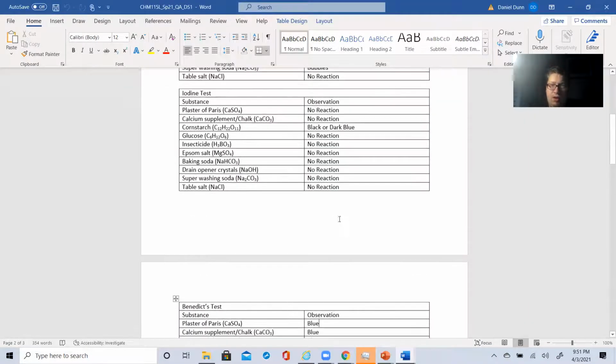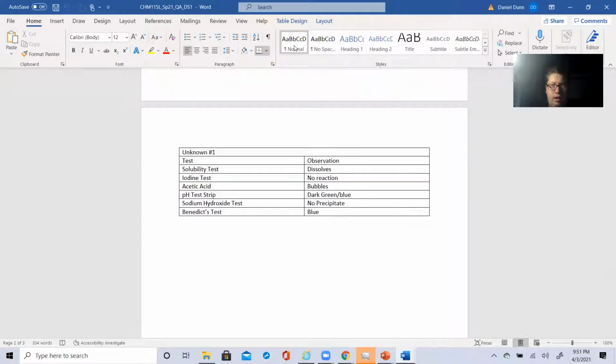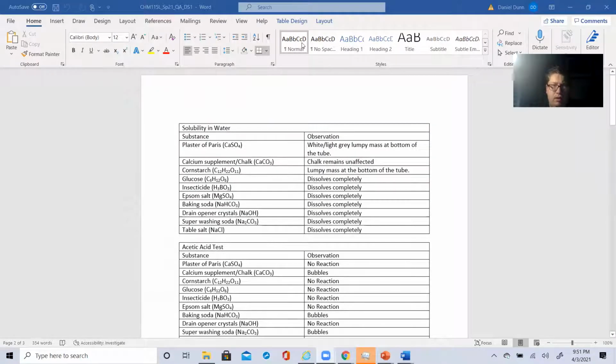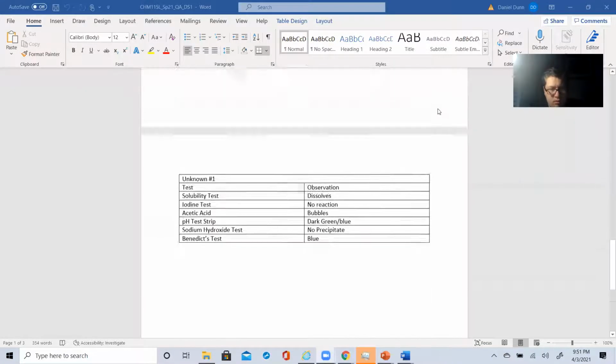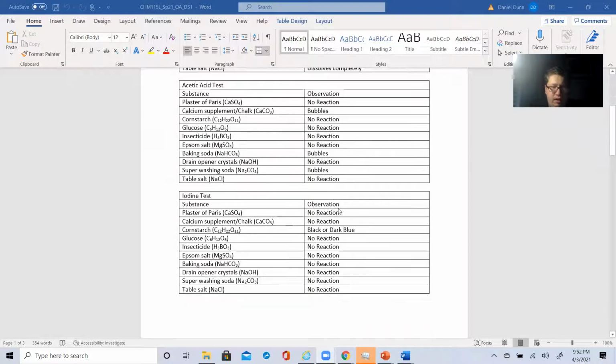Okay. Once you fill all that in, here comes your unknown. The unknown is different per class. So, if you have unknown 1, you've done a solubility test. It has dissolved. Now, if I go all the way back up to the dissolved, it eliminates this guy, and this guy. So now it must be one of these guys. Okay. What's the next test? It's a game, see? Iodine test, no reaction. Well, that doesn't help us at all.